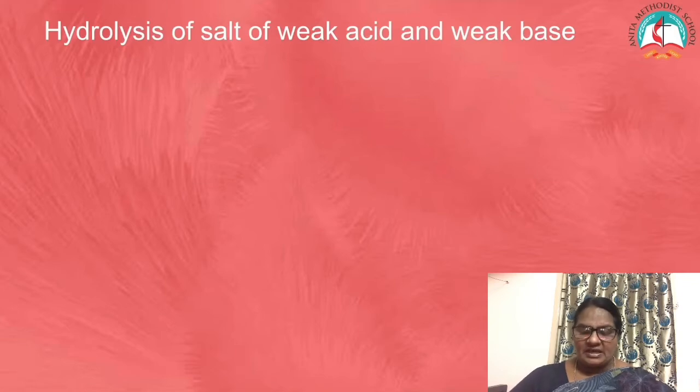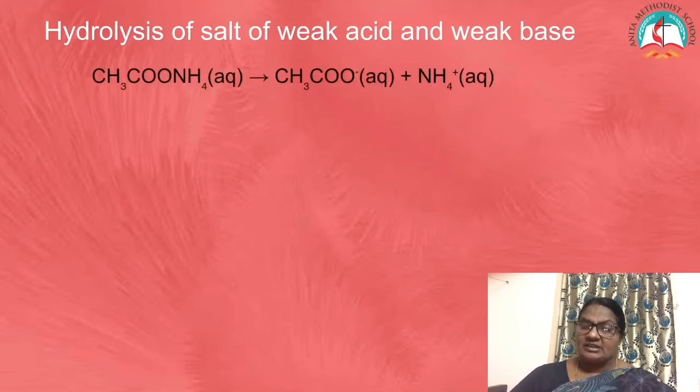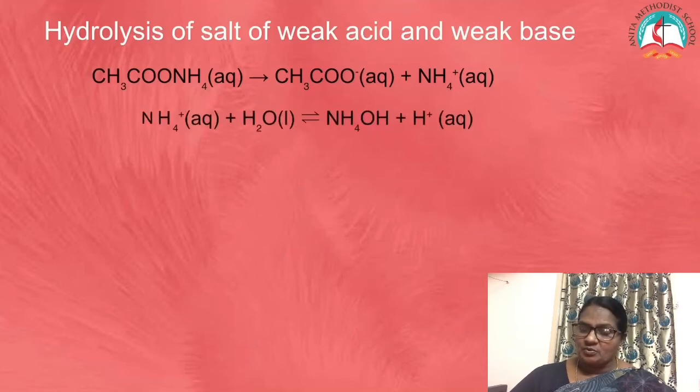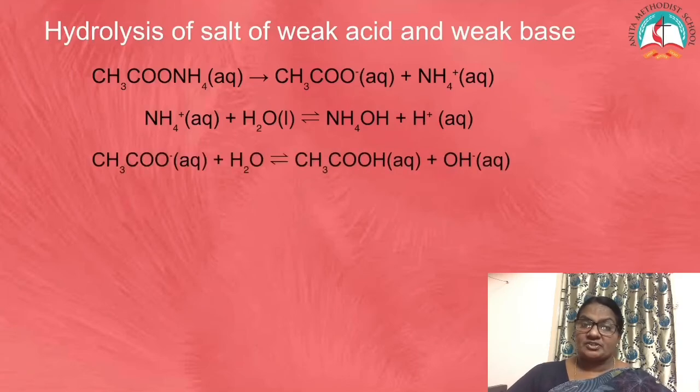salt of a weak acid and a weak base. I have ammonium acetate derived from ammonium hydroxide and acetic acid. When I dissolve it in water, it gives me acetate ion and ammonium ion. Here, ammonium ion will definitely combine with water, which is the conjugate acid of this weak base ammonium hydroxide, and produces H plus. Similarly, acetate ion, which is a conjugate base of weak acid acetic acid, produces OH ions.